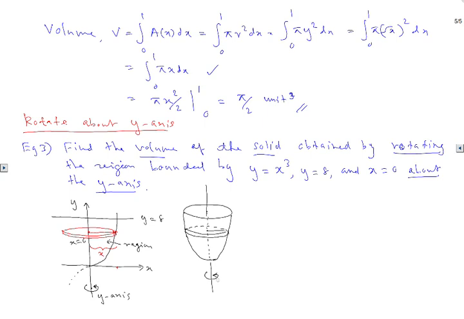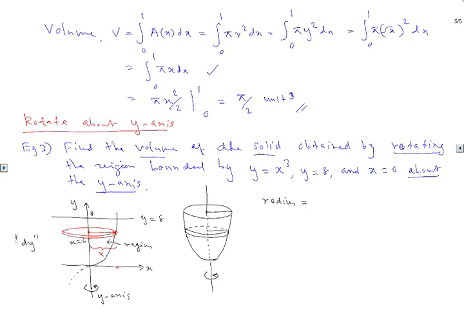This is 8. Good. Now you can see the disc is going in the y direction. You cut perpendicular to the y-axis, so the disc moves up and down. That means it's a dy problem now. It's not a dx problem anymore, because it's going top to bottom, the way y is changing.